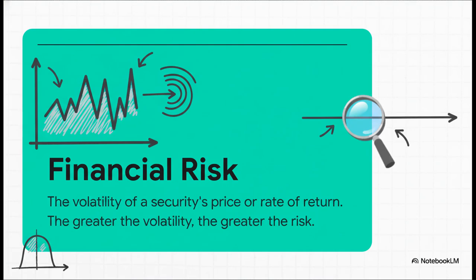So get this, in finance, risk doesn't actually mean the chance of something bad happening. Nope. It's simply volatility. How much does a stock's price swing up and down? A stock that jumps around all over the place is high risk. One that's pretty stable is low risk. This simple shift lets us capture all those complex dangers in a single number.